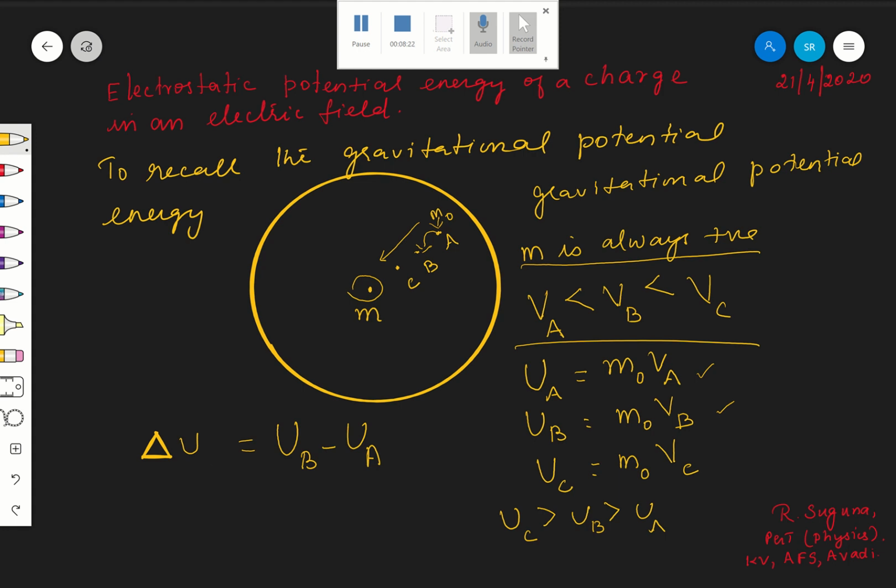The analogy we will see is the same thing. Now you have to replace the mass by the charge, and the gravitational field by the electric field. The definitions, the potential energy difference, the gravitational potential energy, everything we already saw last year. The same thing we are going to see with respect to a charge and electric field here.